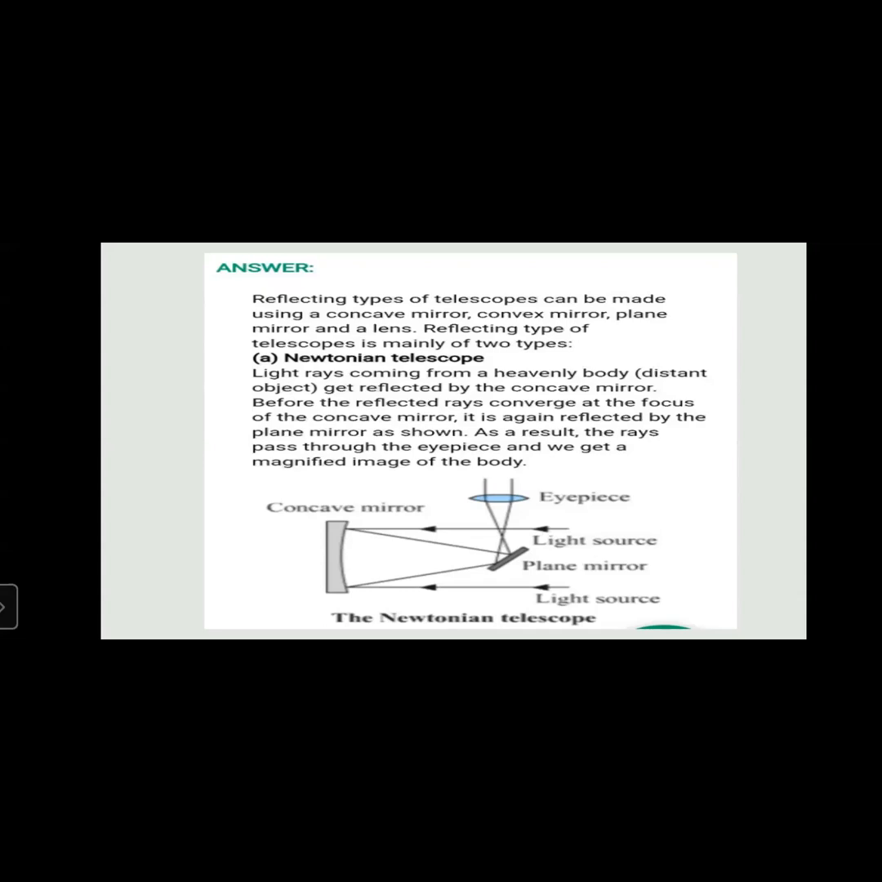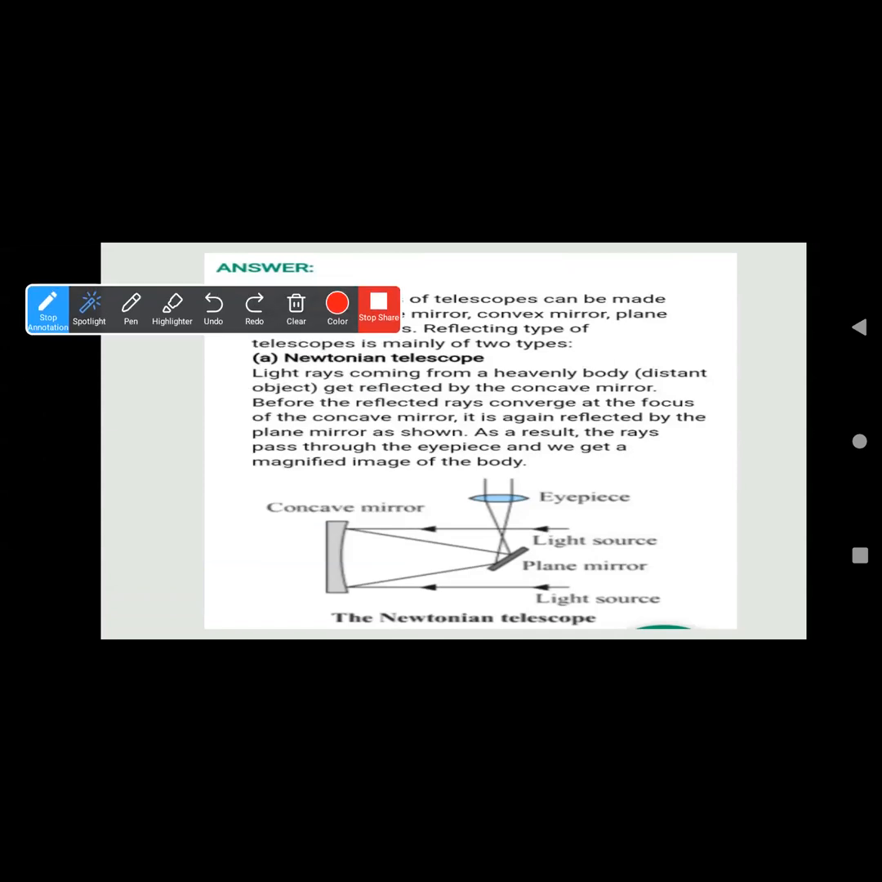Right? And you also have to draw the diagram as I have explained you the diagram in the lecture. This is a concave mirror. So the light is coming from the source. The light gets reflected by the concave mirror, and after reflection, it is getting deflected by the plane mirror, and then the image can be seen from the eyepiece. So you have to label all these parts. This is eyepiece. This is the light source. Then this is concave mirror, plane mirror. This is reflection, and here is the deflection.